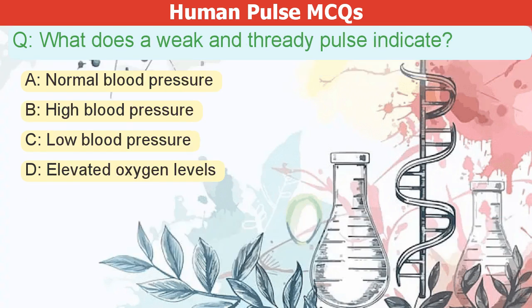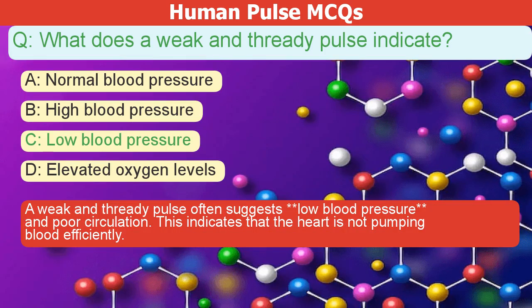What does a weak and thready pulse indicate? A. Normal blood pressure. B. High blood pressure. C. Low blood pressure. D. Elevated oxygen levels. The correct answer is C. A weak and thready pulse often suggests low blood pressure and poor circulation. This indicates that the heart is not pumping blood efficiently.